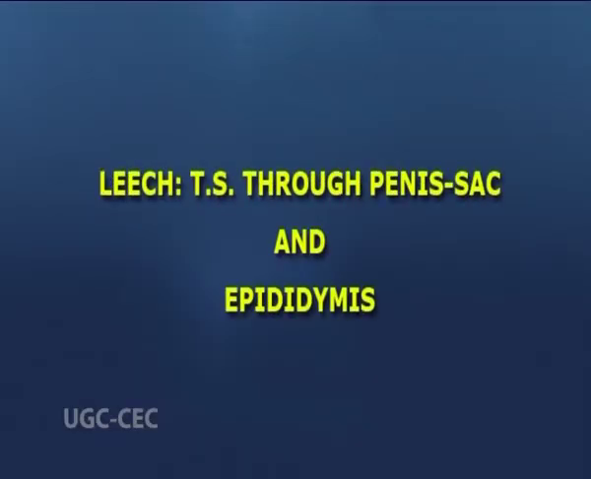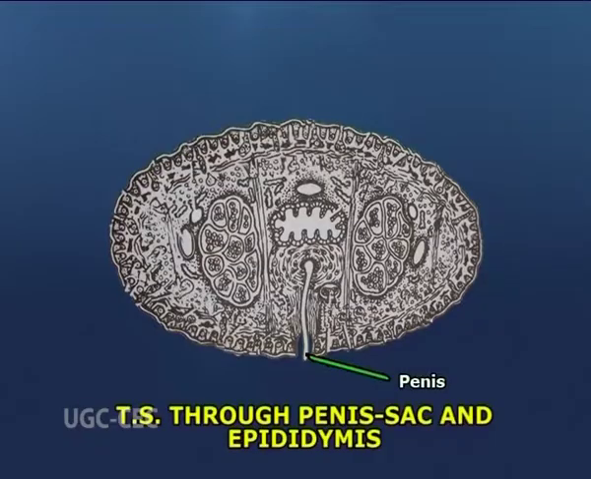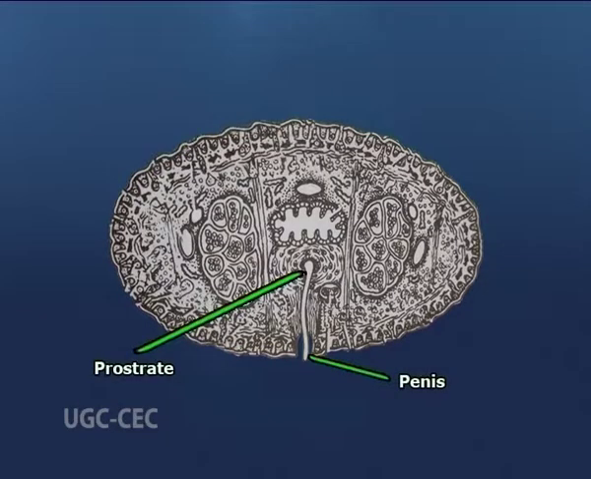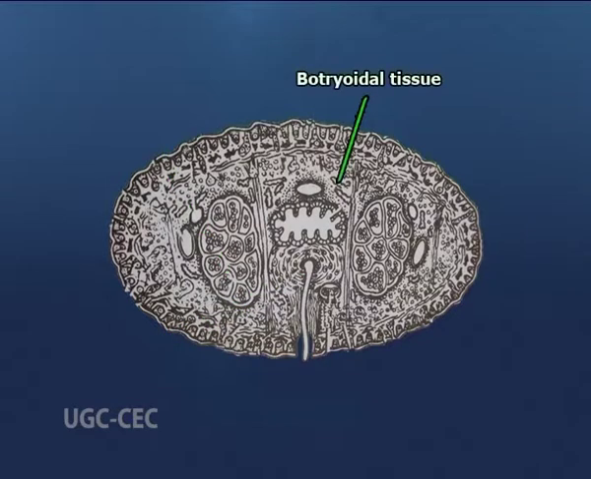Transverse section through penis sac and epididymis. This section passes through the atrium lying in the 9th and 10th segment. The atrium contains penis and prostatic apparatus. A short duct from the epididymis opens into the atrium. Coelomic cavity is filled with botryoidal tissue.